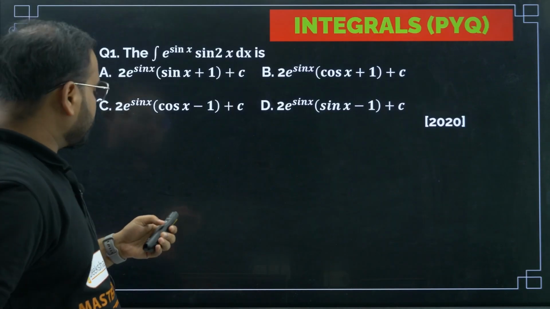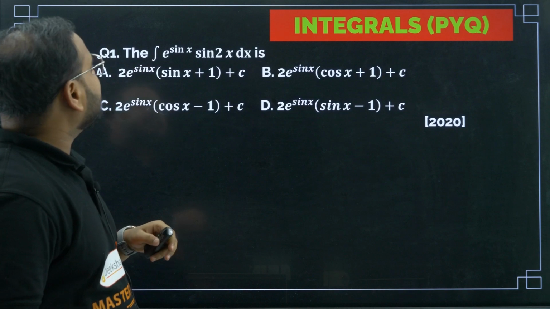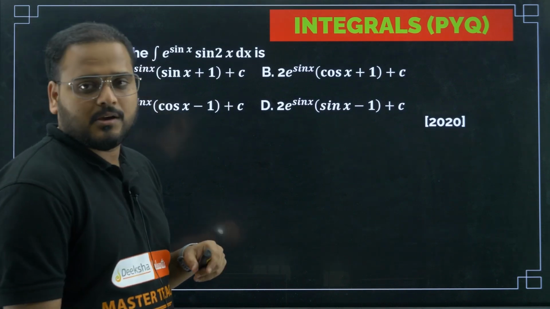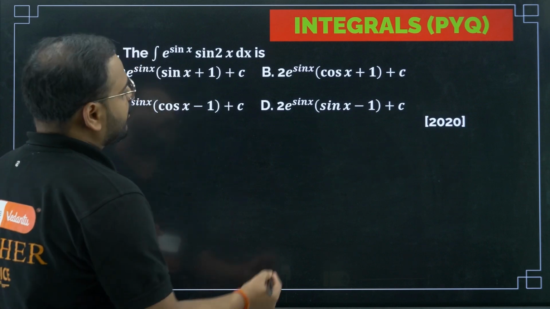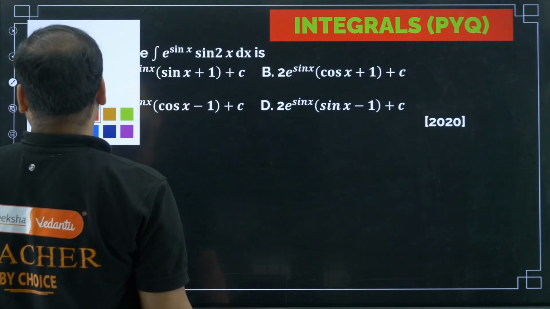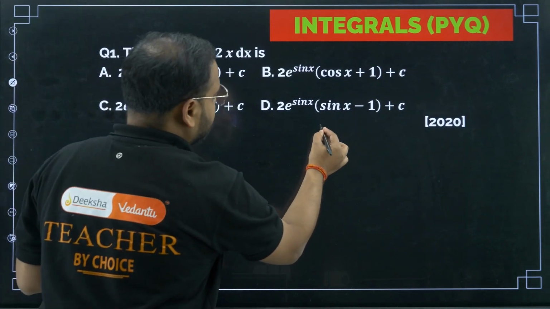The first question is the integral of e^(sin x) sin 2x dx. It's a good question, right? We had to integrate this. Let's solve it. How did you solve this? You must have done it like this.